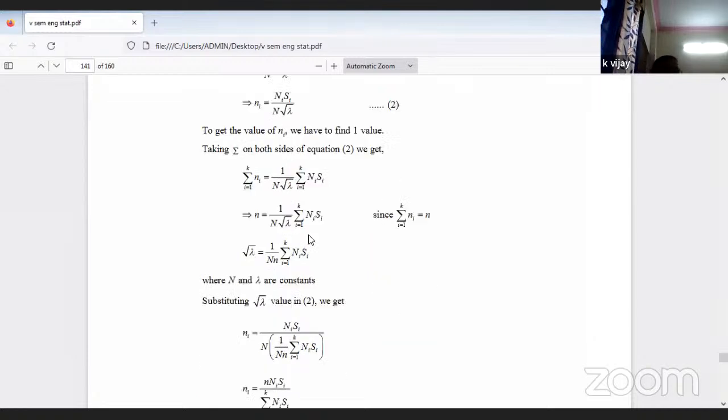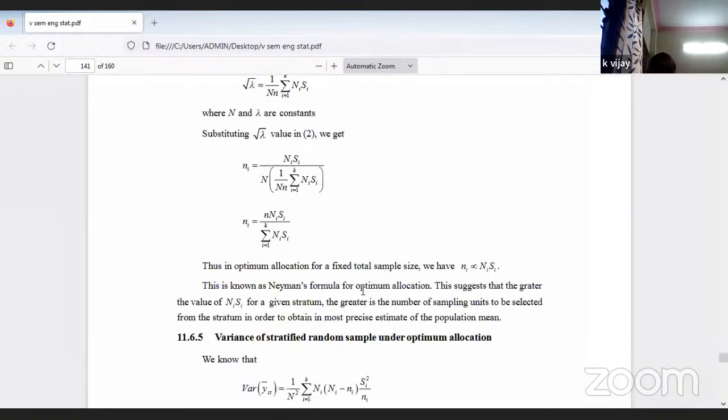We can write here. So to get the value we have to find the value by taking summation on both sides. Summation of i equal to 1 to k ni, 1 by n root lambda, that is our formula. Summation of i equal to 1 to k ni si. So that is root lambda is equal to 1 by small n into capital N summation of i equal to 1 ni si. Here n and lambda are constants. So substituting root of lambda, we get ni is equal to ni si by n into 1 by n summation of i equal to k ni si. ni is equal to summation of ni si by summation of i equal to 1 ni si.